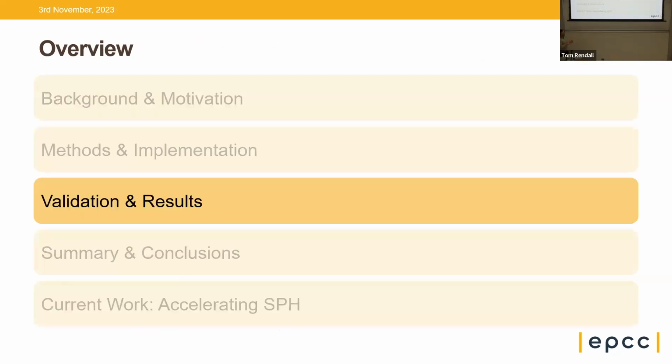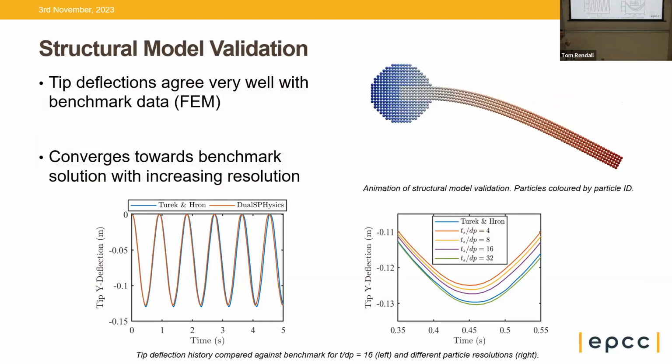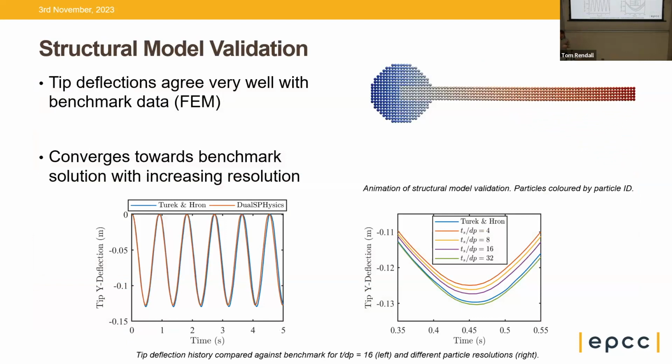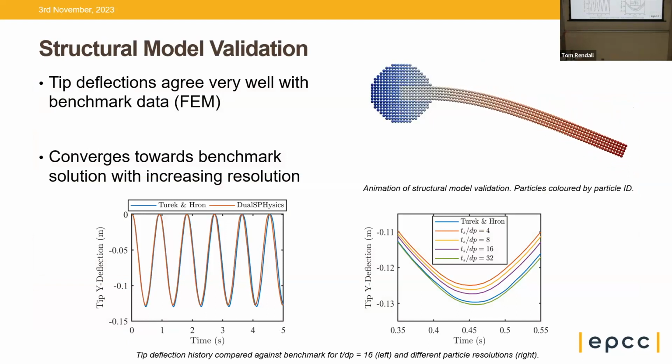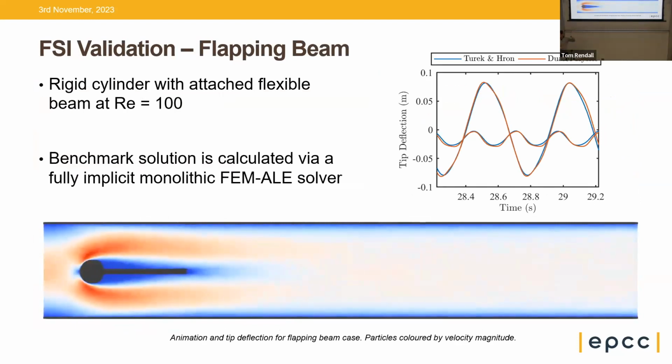Okay, so just to go through briefly the validation that we've done for this. First, testing the structure just on its own. This is quite a popular benchmark case. It's just a clamped beam oscillating under its own weight. As you can see, we can get very good agreement with the benchmark FEM results and convergence towards the benchmark solution as well.